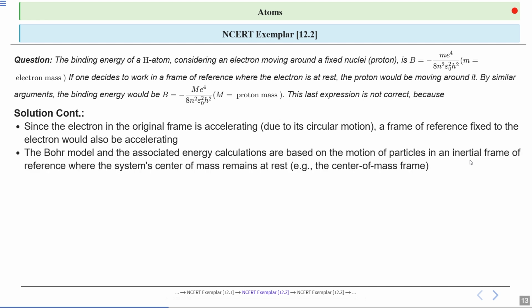The Bohr model, which gives us the binding energy formula, assumes we are working in an inertial frame, usually the center of mass frame where the system as a whole isn't moving. In this frame, both the electron and the proton move around their common center of mass, but the calculations are based on this balanced non-accelerating perspective. If we switch to a non-inertial frame, like one fixed to the electron, the basic assumptions of the Bohr model no longer hold.